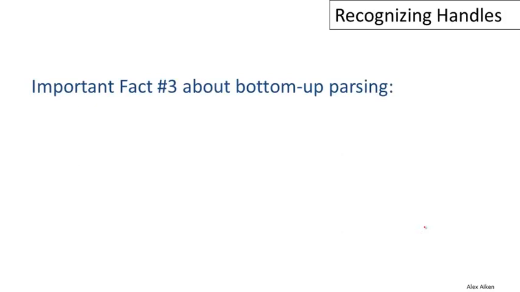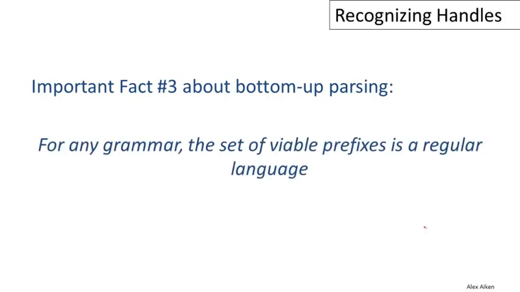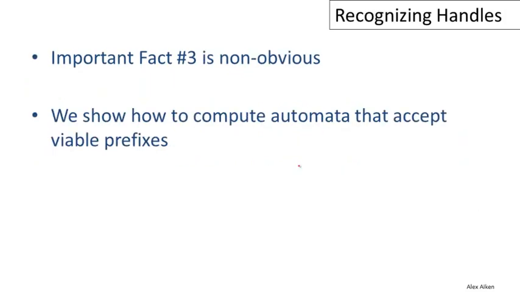Now, the definition is useful in one way, which brings us to the last important fact, number 3, about bottom-up parsing. And that's that for any grammar, the set of viable prefixes is a regular language. And this is really an amazing fact, and one that's going to take us a little while to demonstrate. But this is the key to bottom-up parsing. At least all the bottom-up parsing tools are based on this fact, that the set of viable prefixes can be recognized by a finite automaton. So we're going to show how to compute this automaton that accepts the viable prefixes, but first we're going to need a number of additional definitions.